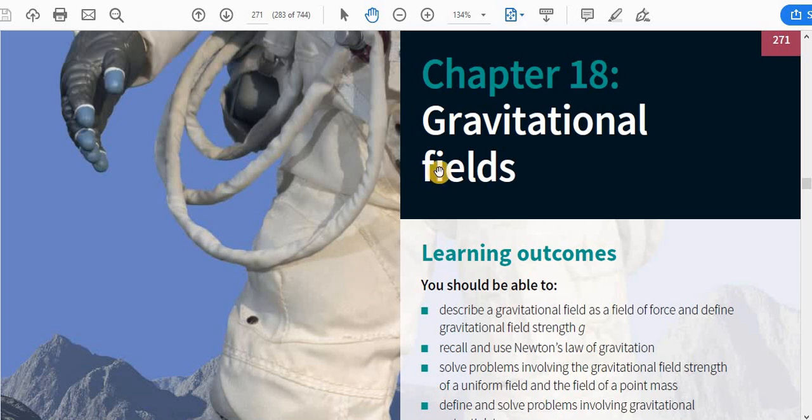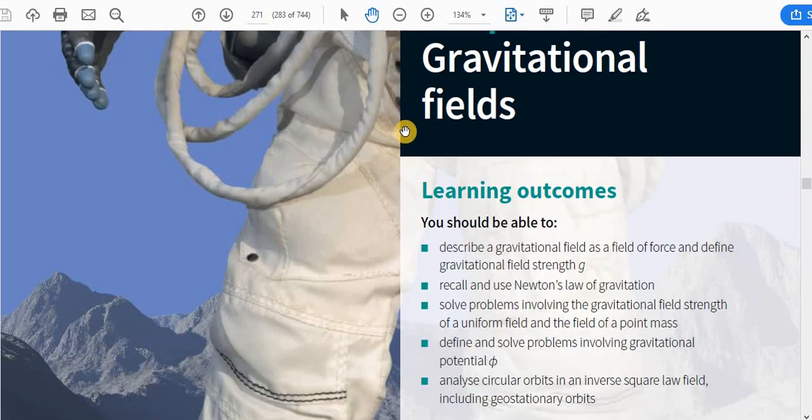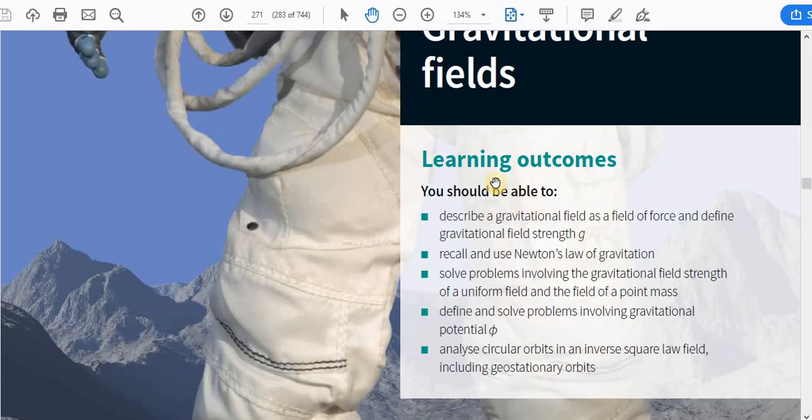We are going to discuss this chapter on gravitational fields. Learning outcomes. By the end of this chapter, you should be able to describe a gravitational field as a field of force and define gravitational field strength, g. We also call this the acceleration of free fall. Over here you will see that it is called gravitational field strength and it has the unit newton per kilogram. We will see the details afterwards.